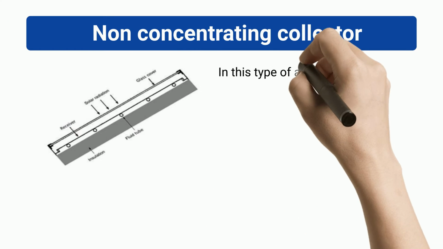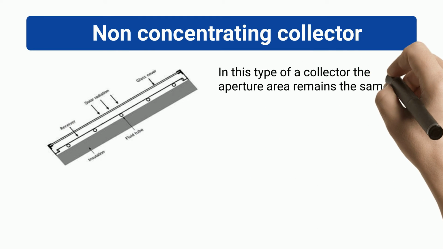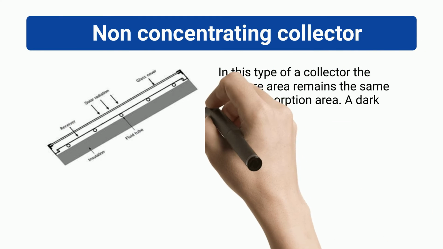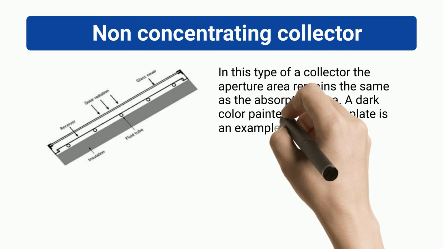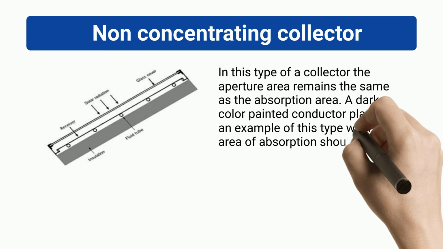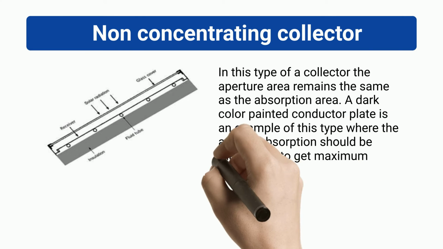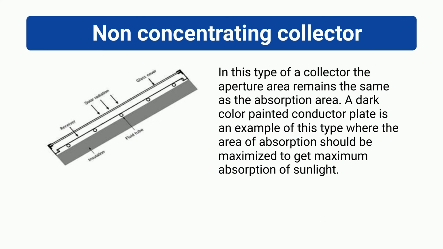Non-concentrating collector. In this type of a collector, the aperture area remains the same as the absorption area. A dark color painted conductor plate is an example of this type, where the area of absorption should be maximized to get maximum absorption of sunlight.